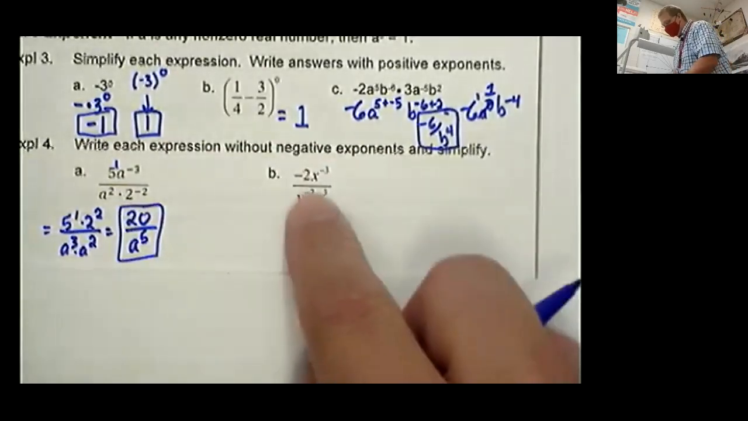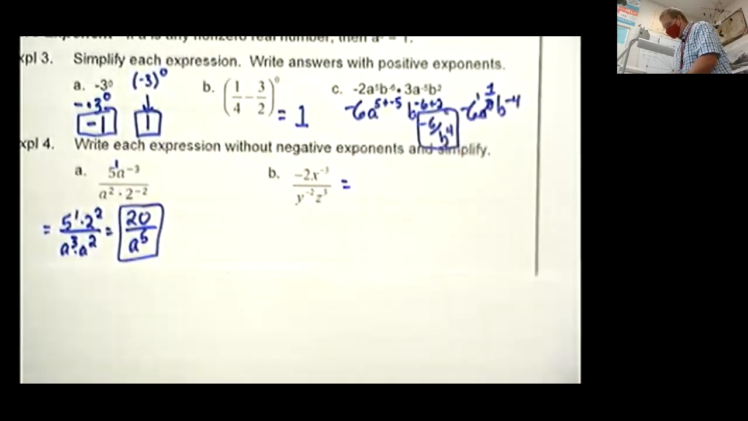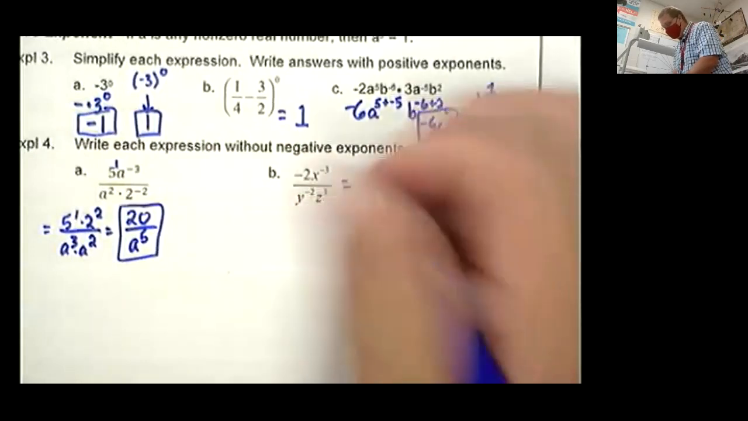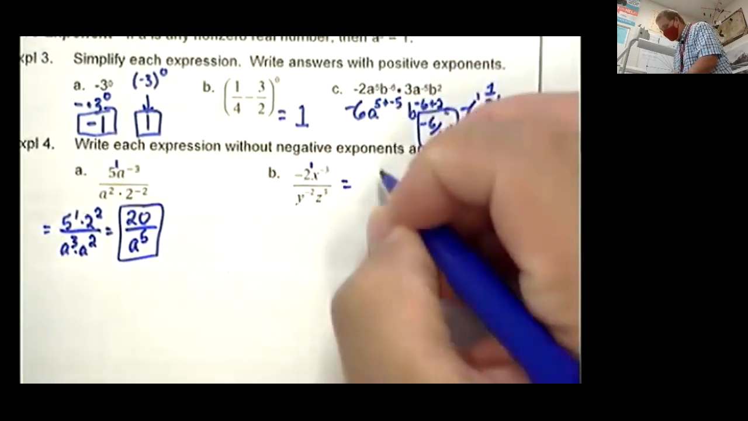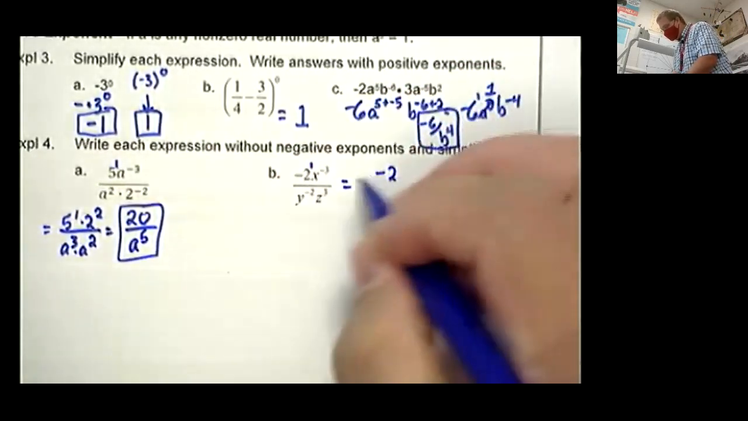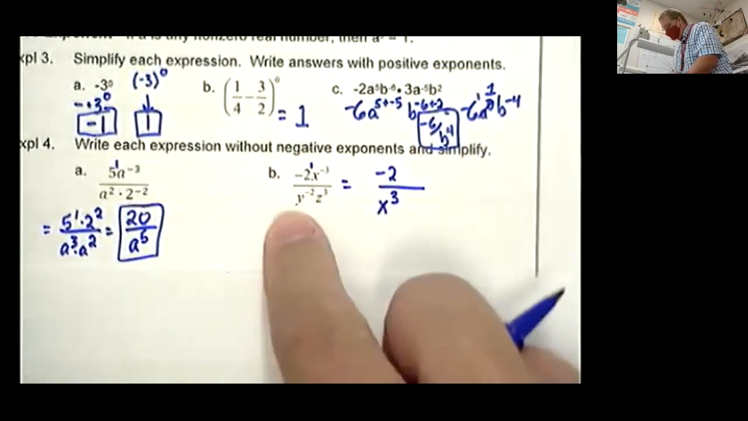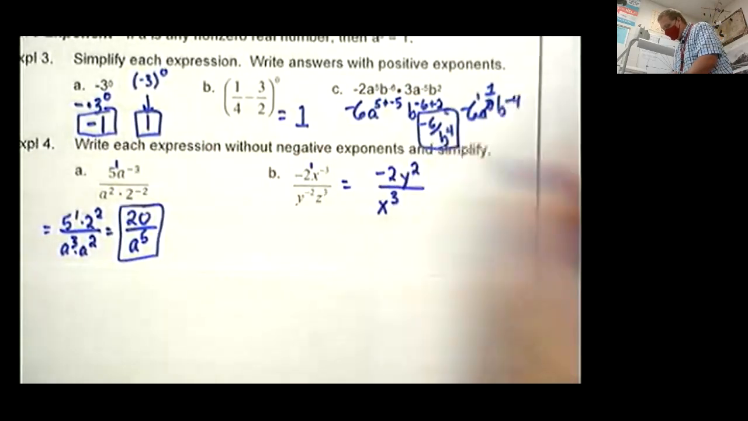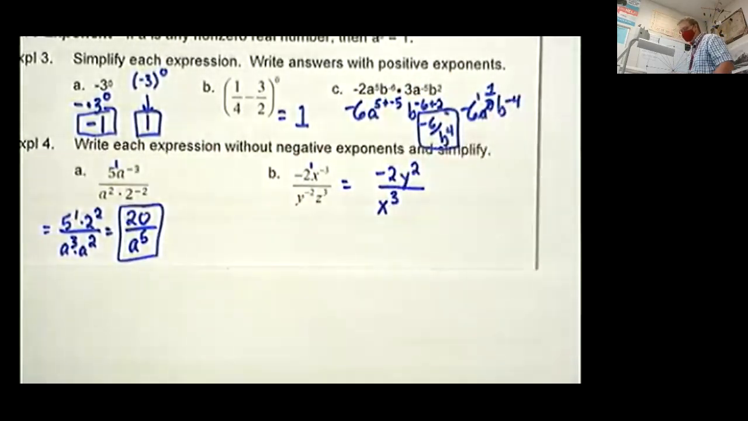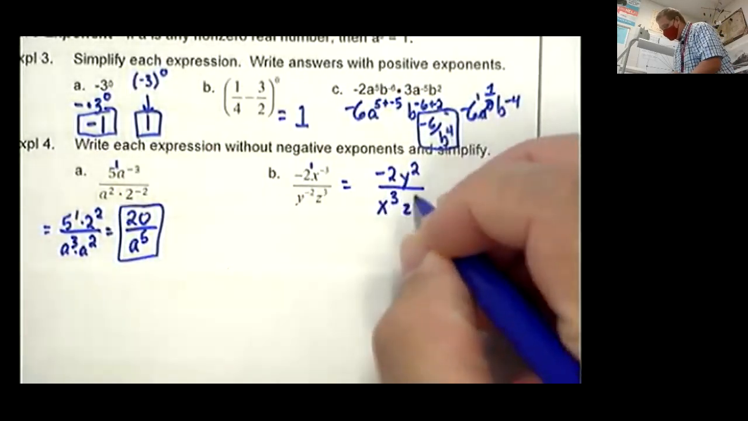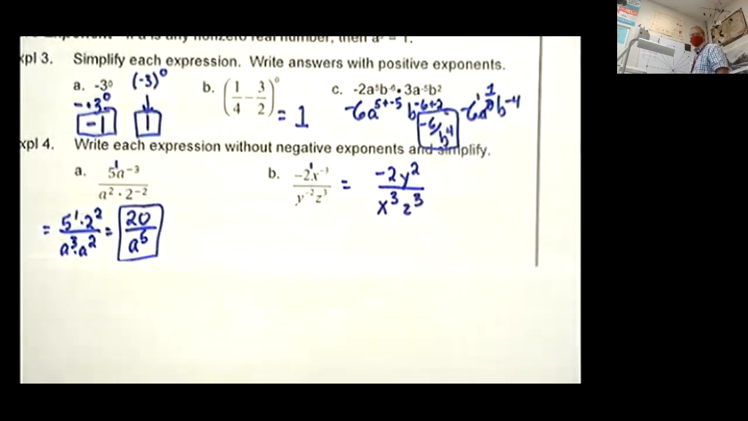B, again, let's look at positive exponents first. -2 has a positive exponent of 1, so it's staying in the numerator. X has a negative exponent, is flipping to the denominator as x cubed. Y goes back to the numerator as y squared. Z has a positive exponent, it stays z cubed. None of the bases are the same, so we can't do anything. We're done there.